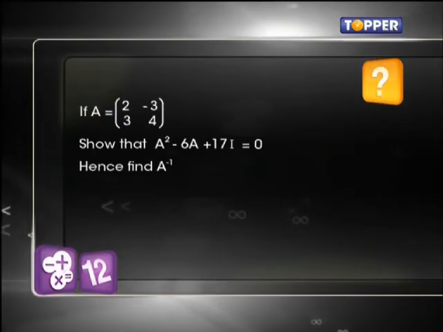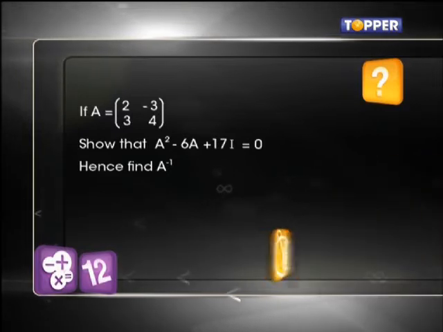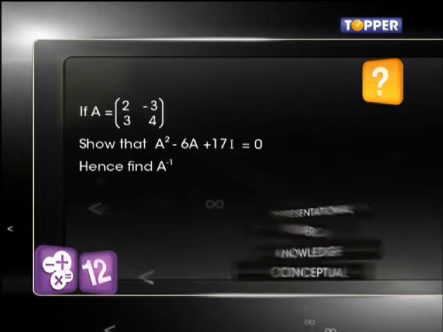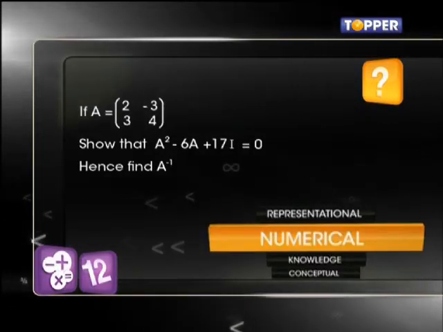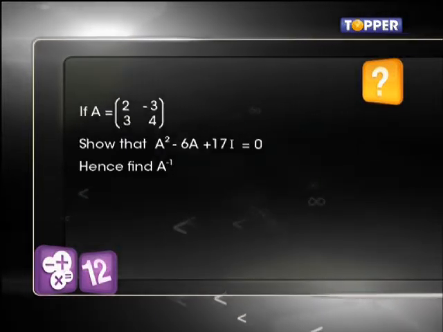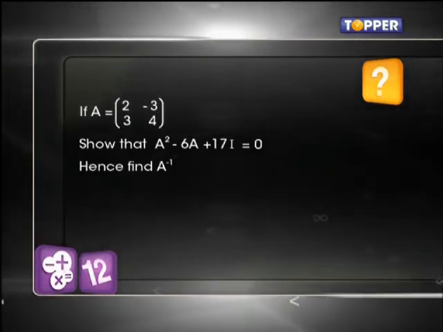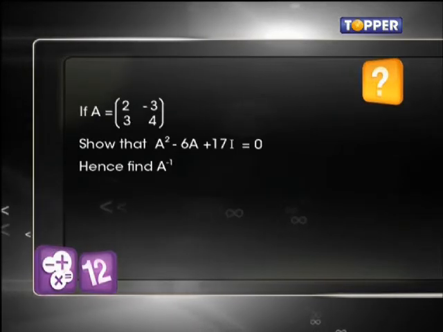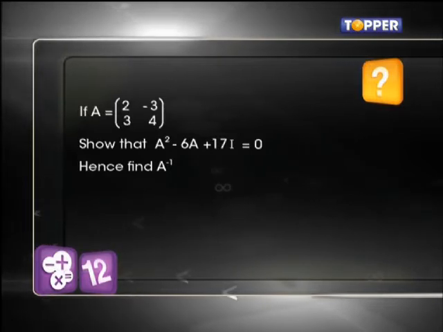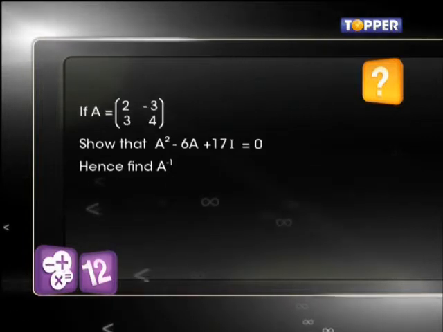Our first practice question rates high on the difficulty meter. It was asked in 2007 and carried 3 marks. But this time round, it could be asked for 4 marks. You remember the multiplication of matrices, don't you? Because that's what this question is about. If A contains the elements 2, 3, -3 and 4 column-wise, show that A square minus 6A plus 17I is equal to 0, and hence find the inverse of matrix A.